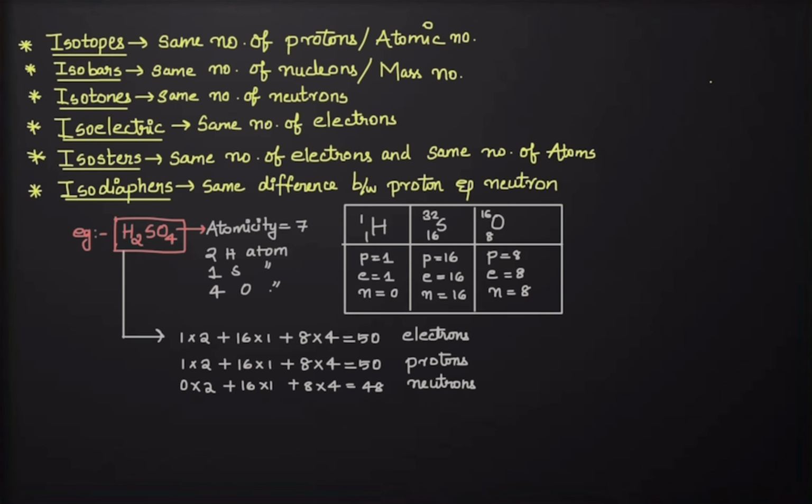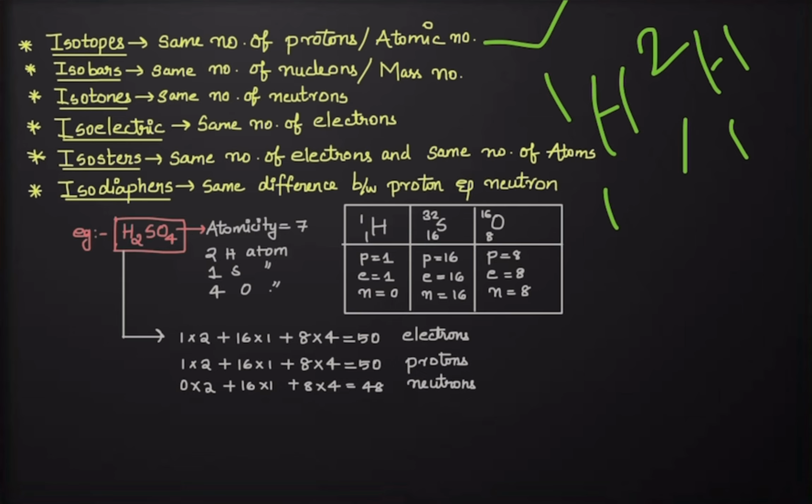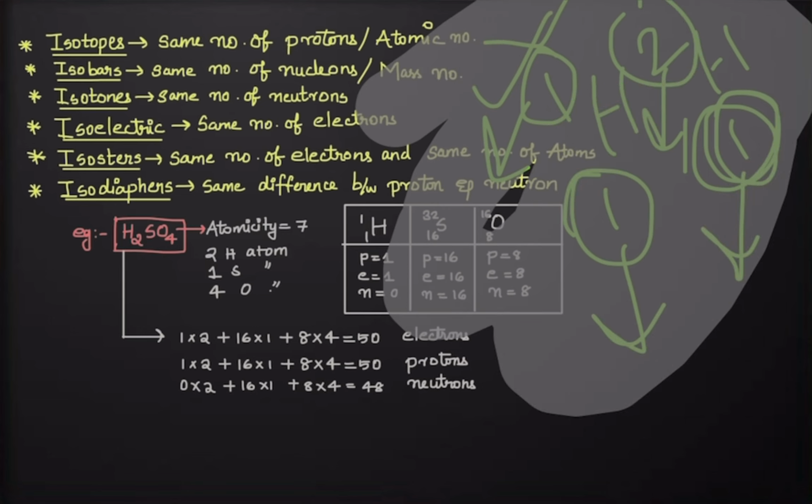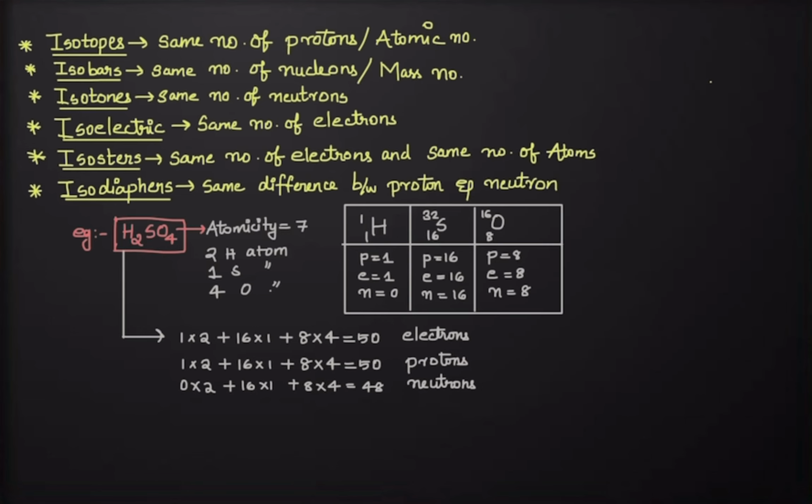Next, isotopes. Isotopes means same number of protons. If two atoms have same number of protons, H11 and H12 are examples of isotopes. Here Z, that is atomic number or number of protons, is the same, but mass number is different. Here 1 is the mass number, here 2 is the mass number. Isobars mean same number of nucleons, that is mass number is same. If A is same, those are isobars.